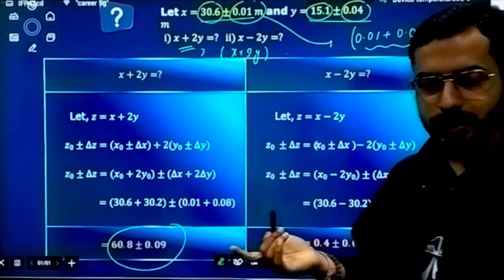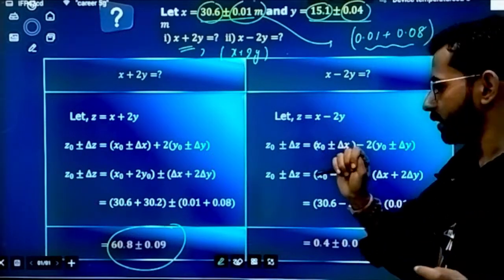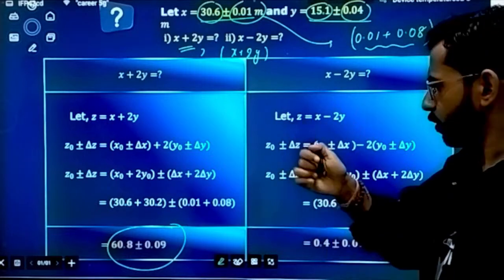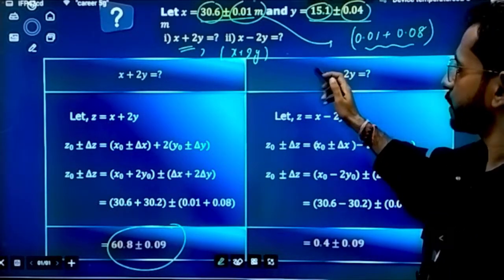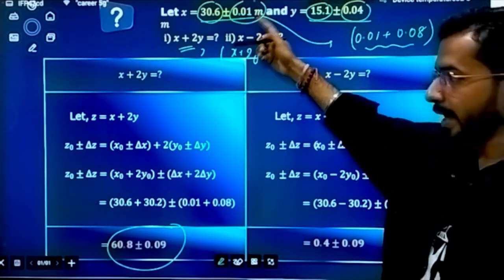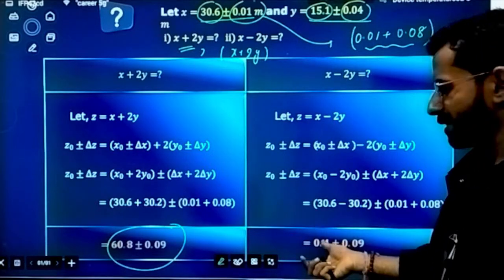Sorry, not multiplication, it is the subtraction case. Normal value will get subtracted. Normal value will become how much? Again x minus 2y. That means here you will make 30.6 minus 30.2. The result will become 0.4.